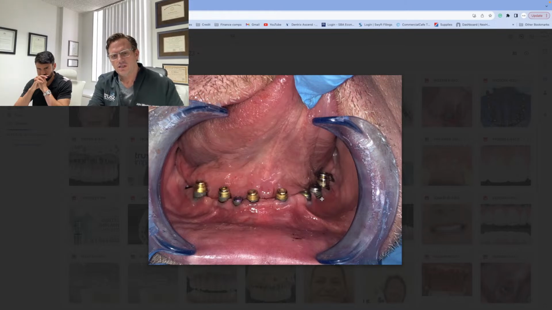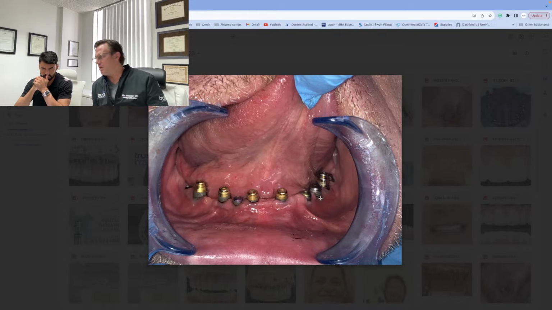But also take a look at the threads. You notice these exposed threads here. That means that the implants were not placed in the right position, and he's lost bone around these threads. If you can imagine, the mouth is a pretty dirty environment. Whether it's natural teeth or implants, it's an environment that has to be maintained. You've got to brush, irrigate, floss, all those things. If you don't, you're going to lose teeth or you're going to lose implants.